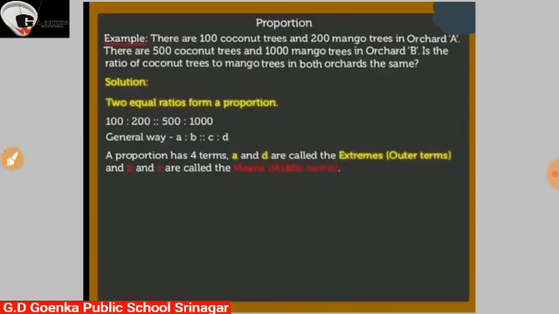Okay, and in proportion we have four terms, A, B, C, D, right? A and D are called the extreme terms, and B and C are called the middle terms. So this was about ratio and proportion.